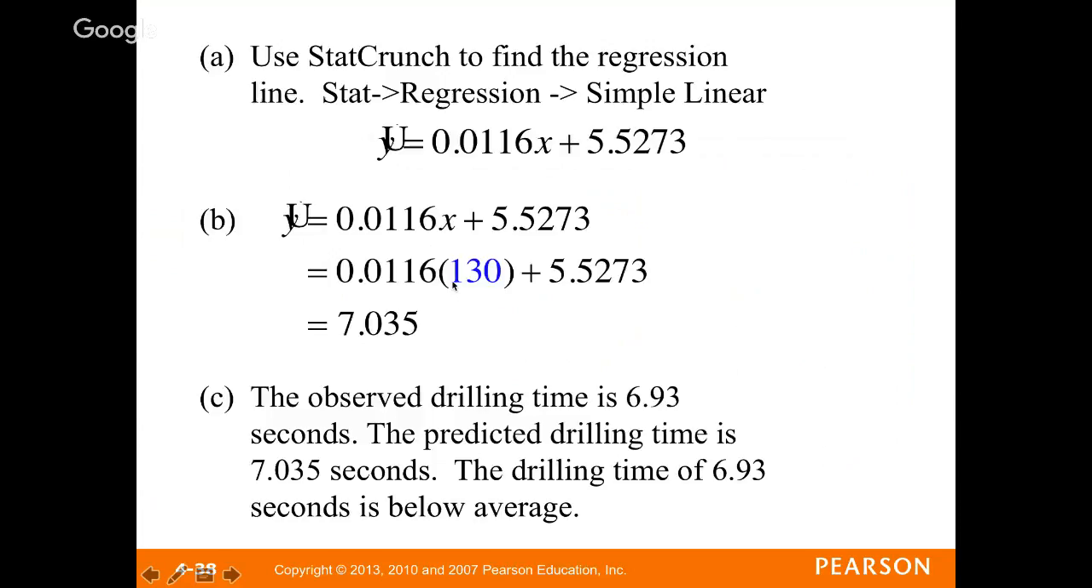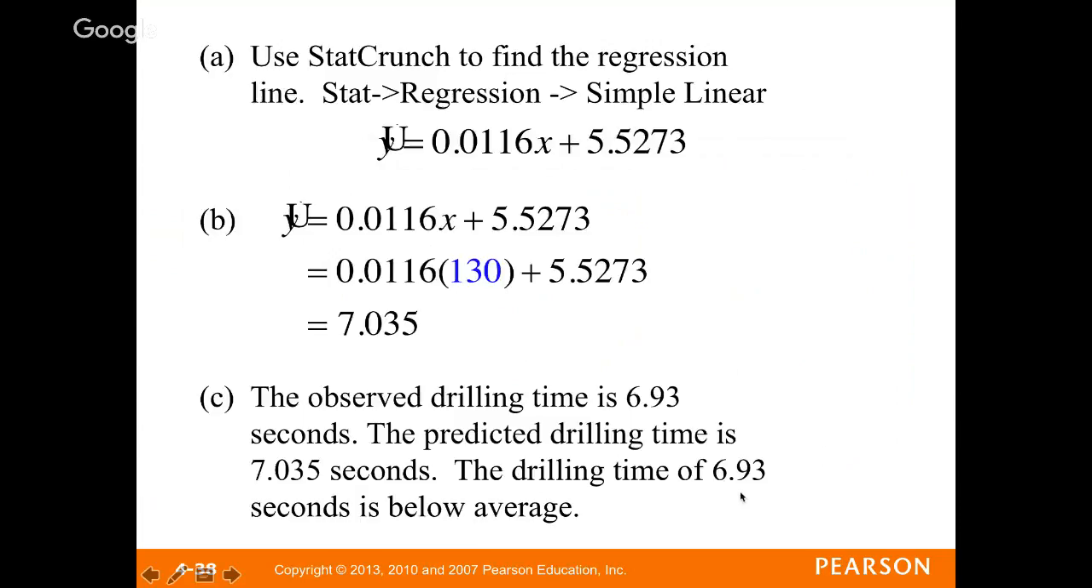So in this case, we have a drilling depth of 130. We plug that in for X and we solve for Y, which is equal to 7.035. And C is just comparing those two. So how does it compare? We actually observed a drilling time of 6.93 seconds, or minutes, it should be. This is a typo, it should be minutes in these 3 spots. So we observed a drilling time of 6.93, and for our equation, we predicted a time of about 7.035 minutes.